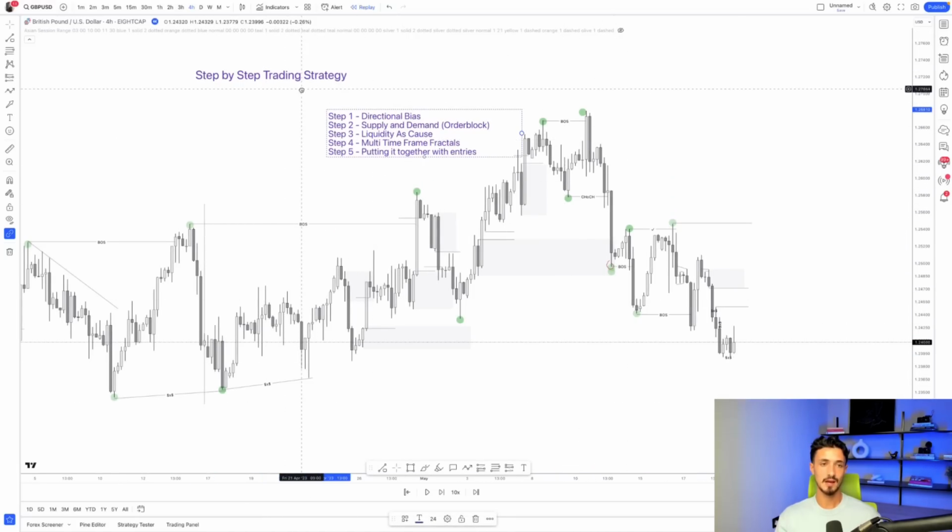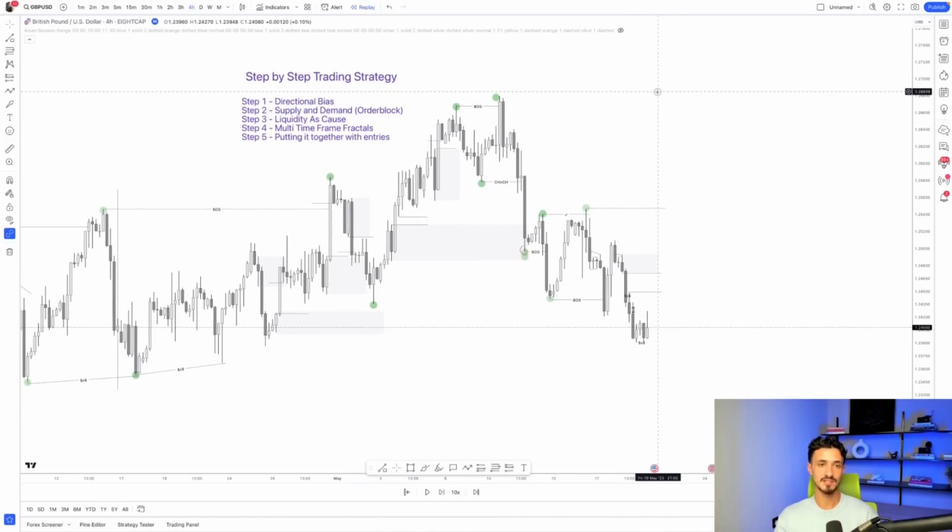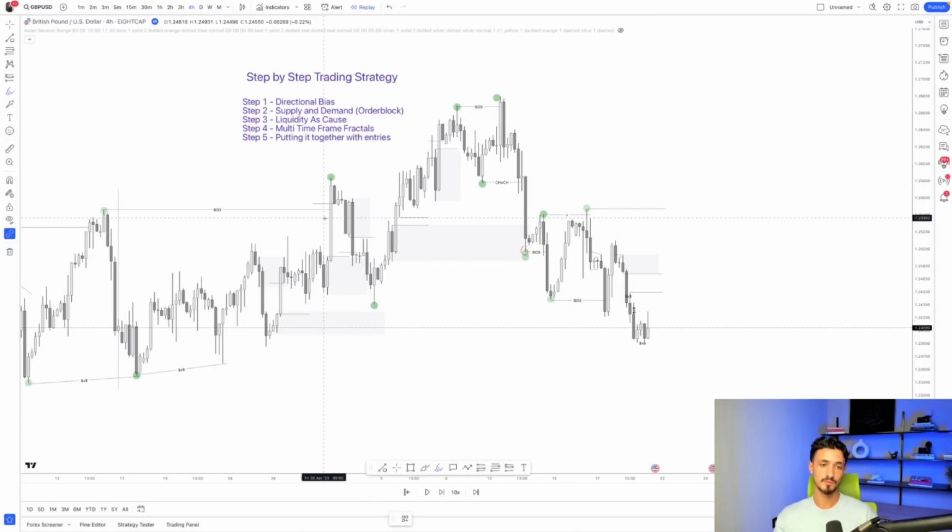Okay, so now we are back moving into step 5, putting it together with entries. And remember, we're just going to keep it stupid simple. So remember where we picked up from last time, or left off from last time. Price was bullish, putting in a series of higher highs, higher lows, and higher highs.